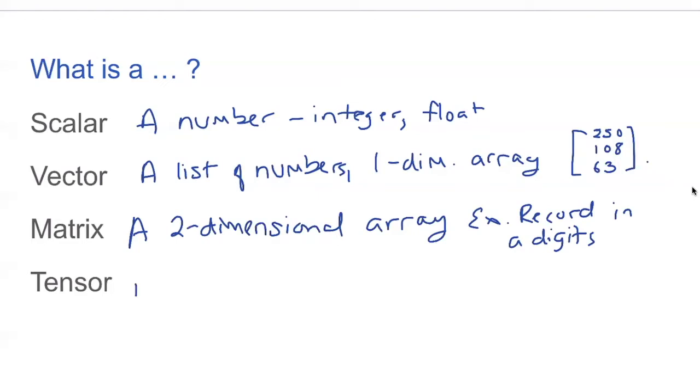A tensor is a 3+ dimensional array. If you come across the term tensor in mathematics or physics, they're probably going to mean something quite different than that. But in machine learning, it's very clearly just a multi-dimensional array.